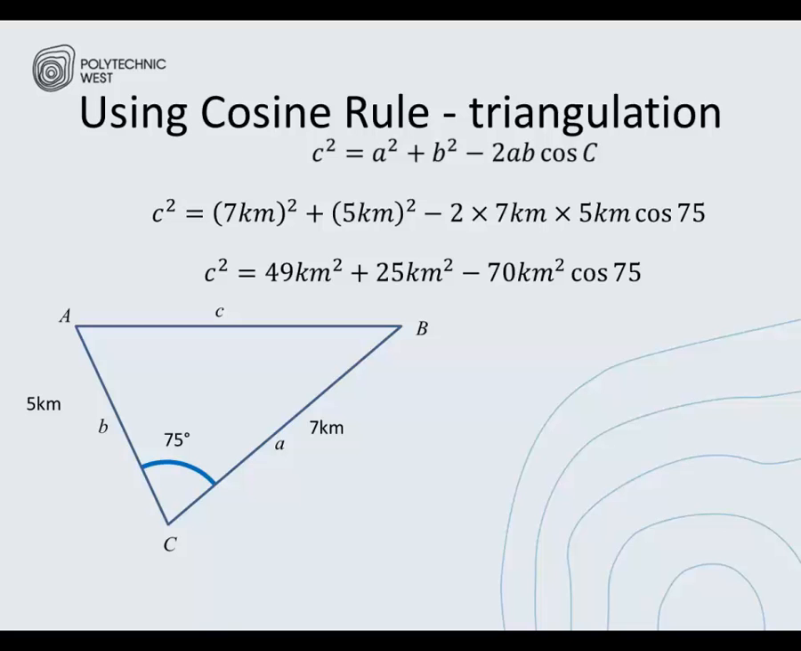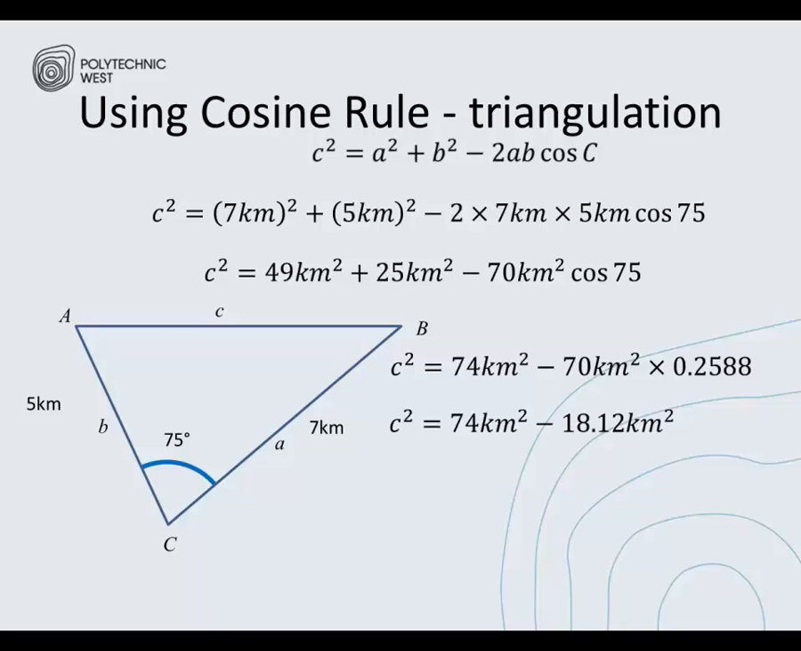7 squared is 49, 5 squared is 25, and 2 times 7 times 5 is 70. So I end up with c squared equals 49 kilometres squared plus 25 kilometres squared minus 70 kilometres squared times the cosine of 75. Now I'll find out what the cosine of 75 is, and that is 0.2588. So I'll multiply that by 70 kilometres squared, and I end up with 18.12 kilometres squared. 74 kilometres squared minus 18.12 kilometres squared is 55.88 kilometres squared.